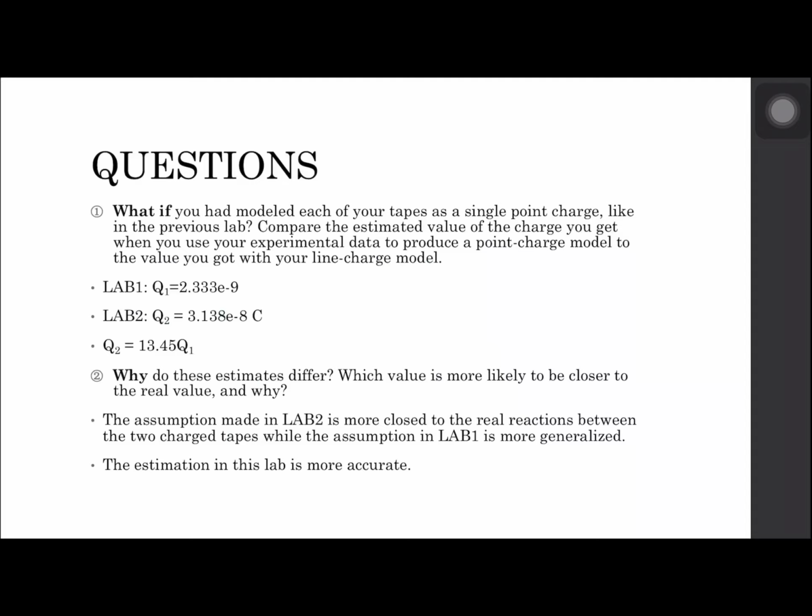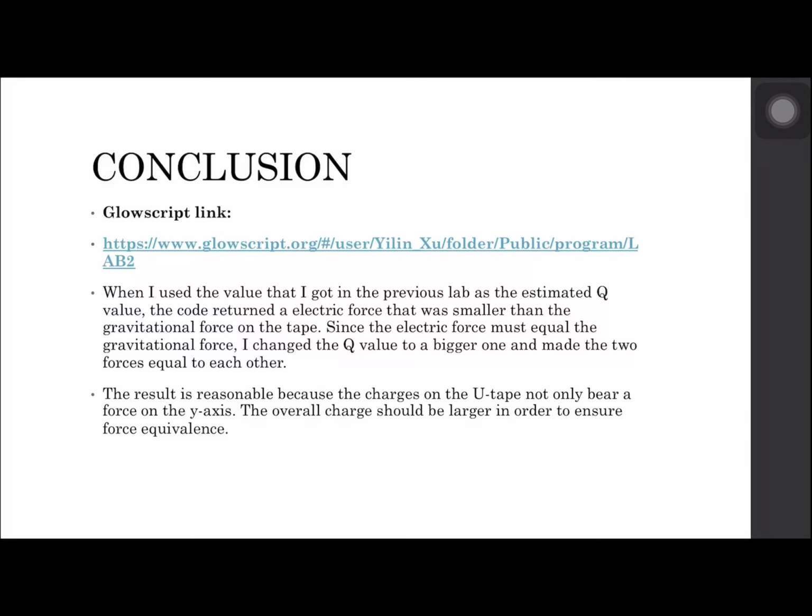The second question is, why do these estimates differ, and which value is more likely to be closer to the real value, and why? I think the assumptions made in lab 2 are closer to the real interactions between the two charged tapes, while the assumptions in lab 1 are more generalized. In this case, I think the estimation in this lab is more accurate. My closed group link is here for reference and for conclusion.